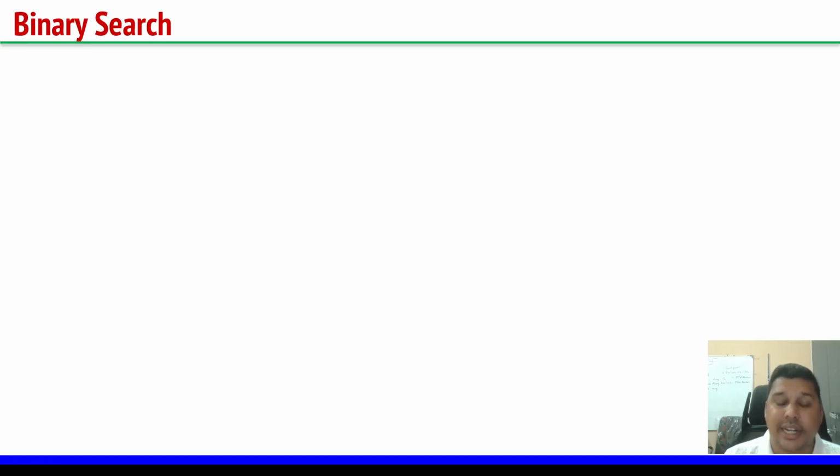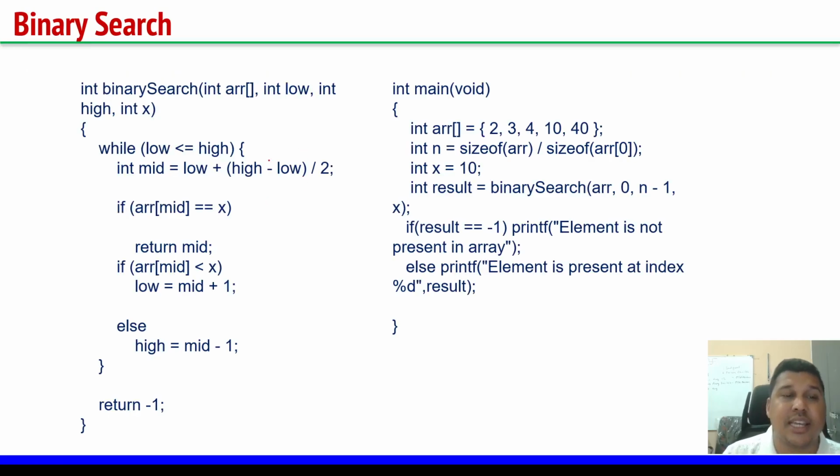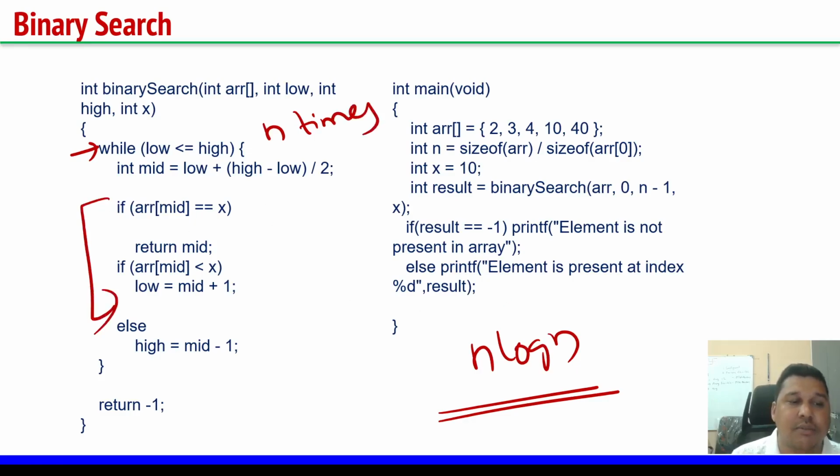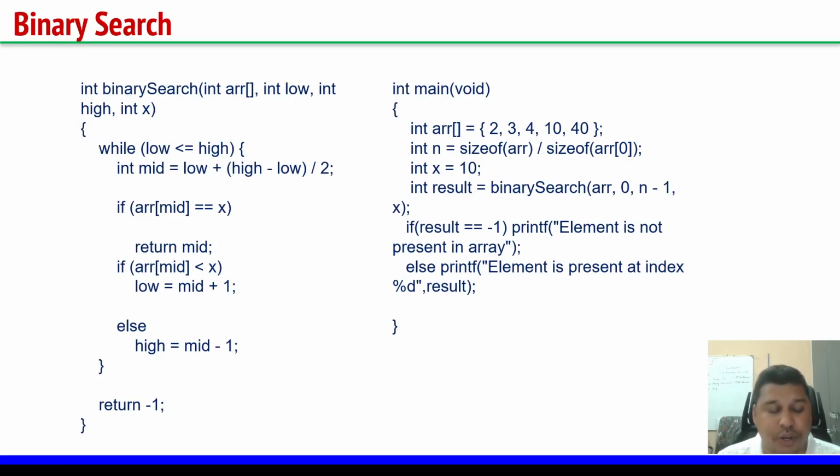For binary search, if you ask me what the complexity is, it is n log n. Why? This while loop is repeating n times, and log n just for this condition checking. Since we are checking the condition, it is log n times. So time complexity is n log n. We will explore why it is n log n and in what cases. So with this we complete our linear search and binary search concepts.